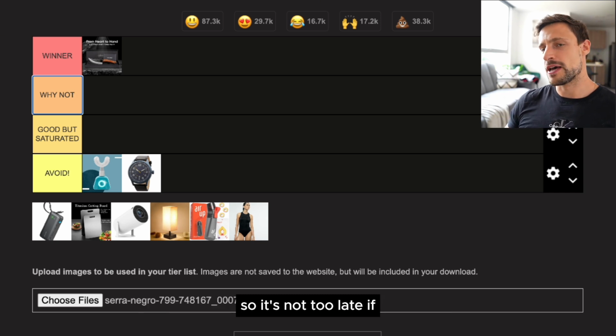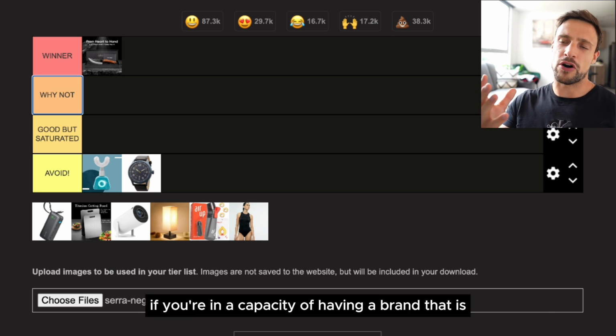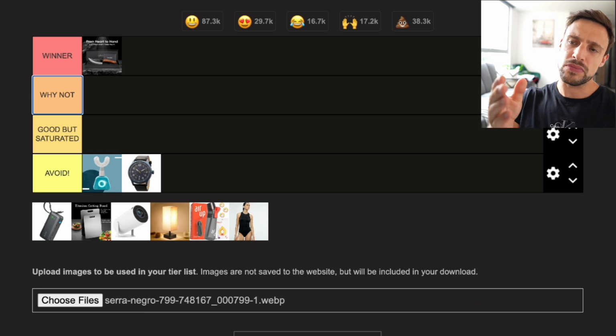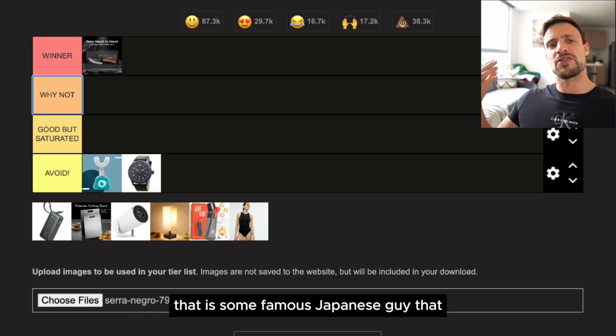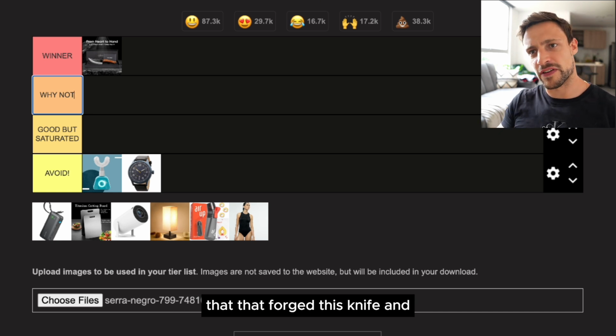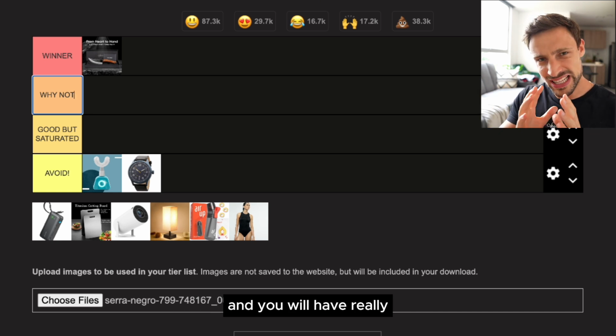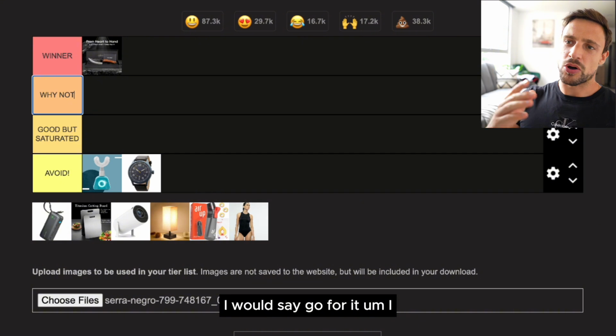So it's not too late. If you have the capacity to build a brand similar to that one, with a storytelling about Japan, some famous Japanese guy that forged this knife, it's really the tool you need in the kitchen. I would say go for it.